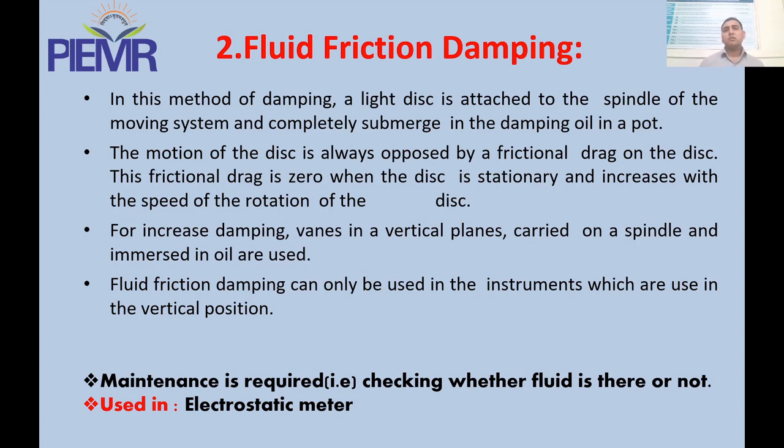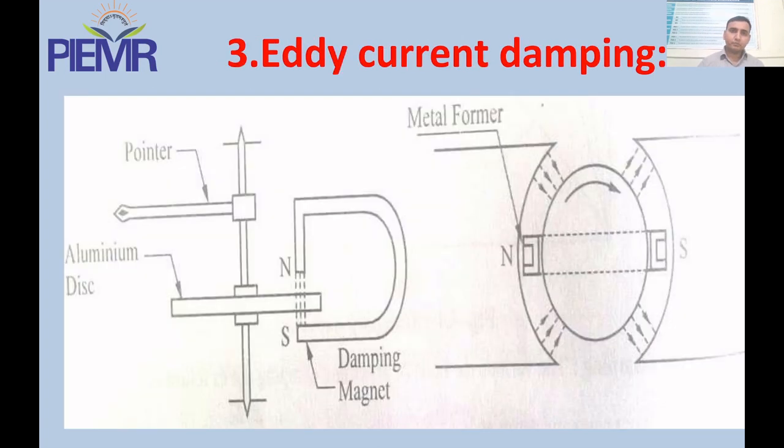One of the major disadvantages of this type of fluid friction damping is that it requires regular maintenance and checking of the fluid in the system. One of the major applications of this type of damping is electrostatic instruments.